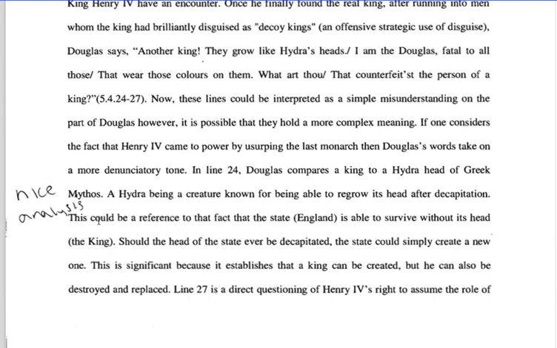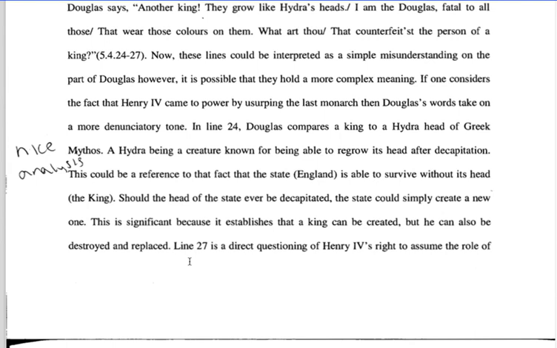This could be a reference to the fact that the state is able to survive without its head. Should the head of the state ever be decapitated, the state could simply create a new one. This is significant because it establishes that a king can be created, but he can also be destroyed and replaced. Notice what the student has done. This is the point that the student wanted to build towards.